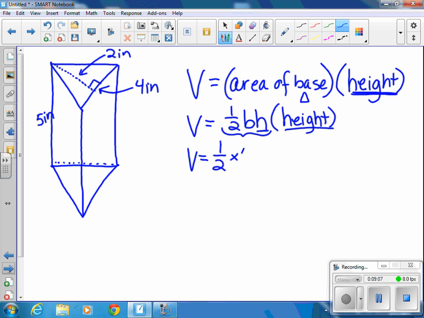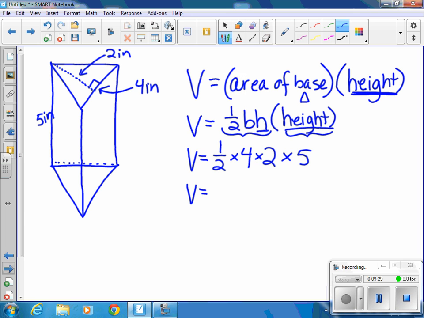In this case, the base is 4, times the height, which is 2. And then I have this height here, which is the height of the whole prism. So now I'm going to times all that by 5. Okay. Now, a little trick here when you're multiplying by a fraction. Remember, if I can simplify and get rid of it, it makes my life a little simpler, a little easier. So that's what I'm going to do.